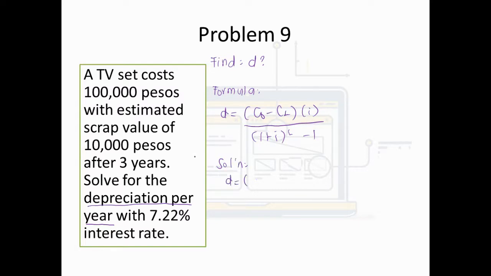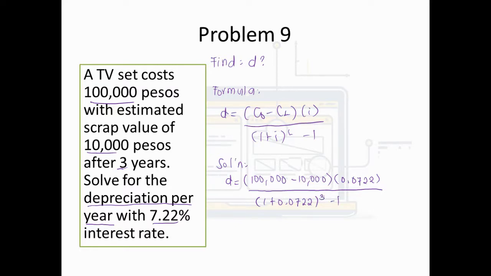So, that will be D is equal to 100,000 pesos, or our initial cost, minus the salvage value or scrap value na 10,000 pesos, multiplied by the given interest rate 7.22%, or 0.0722 in decimal, all over 1 plus 0.0722 raised to its useful life na 3 years. Yan, 3 years minus 1.